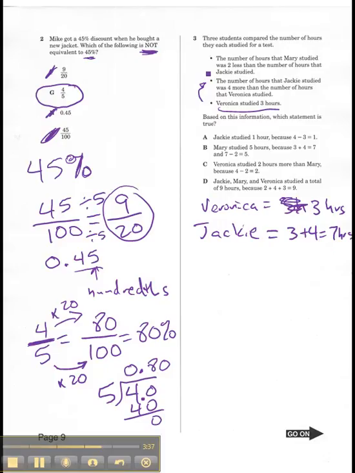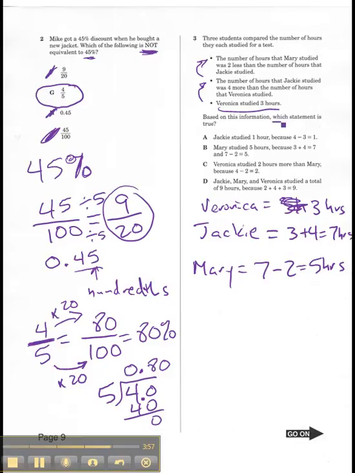And then working backwards to the first clue, the number of hours that Mary studied was 2 less than the number of hours that Jackie studied. So Jackie studied 7 hours. 2 less than that would be 5 hours. Now that we know how long each student studied, let's look at the answer choices.